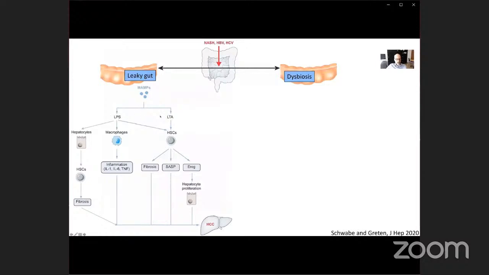which activate pattern recognition receptors such as toll-like receptors on various cells in the liver, which include stellate cells and macrophages, driving inflammation, fibrosis, the senescence-associated secretory phenotype, and the release of mitogens such as epiregulin, which can drive hepatocyte proliferation. A recent paper also showed a role for TLR4 in hepatocytes driving the activation of stellate cells and fibrosis. So altogether, these can create an environment which is more prone to the development of HCC.